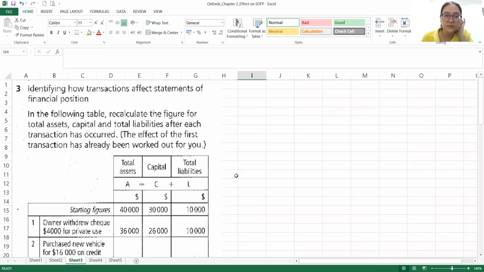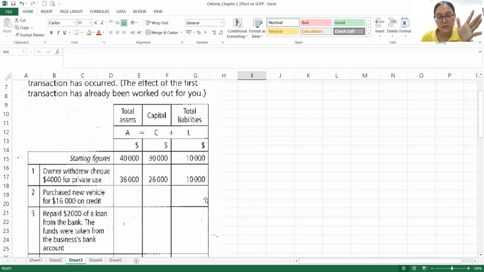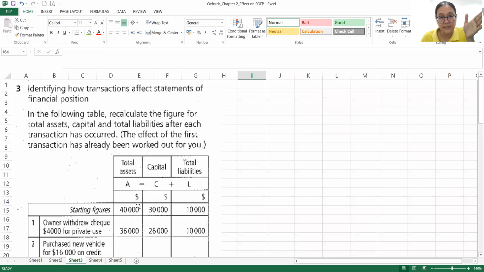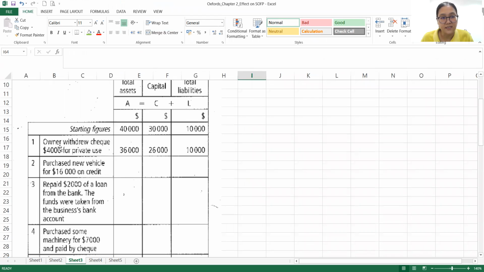we're using the accounting concept to settle debit and credit, to meet the accounting equation concept, asset equals capital plus liability, to see what is the impact of the transaction. So here the first question, they say the owner withdrew a check for 4,000 for private use. So 4,000 private use means our asset is reduced because the bank reduces money. Capital, because private use means drawing, our capital will also be less. But liability has no change, still 10,000.